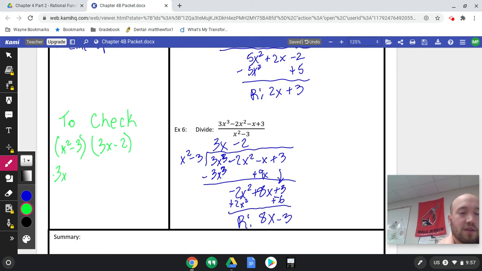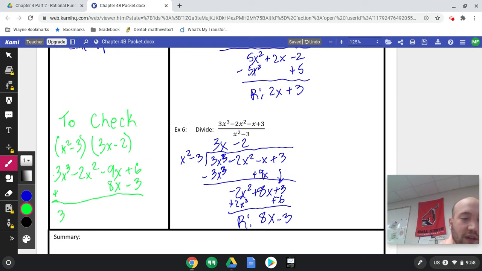So we'll get 3x to the third. Outside, then minus 2x squared. Inside is minus 9x. Last would be plus 6. Now, this remainder, the 8x minus 3, once again, just keep it in line with its terms. So I like to say, let's add that on. So we'll add the 8x here, the minus 3. Since we're adding, the signs will stay the same.